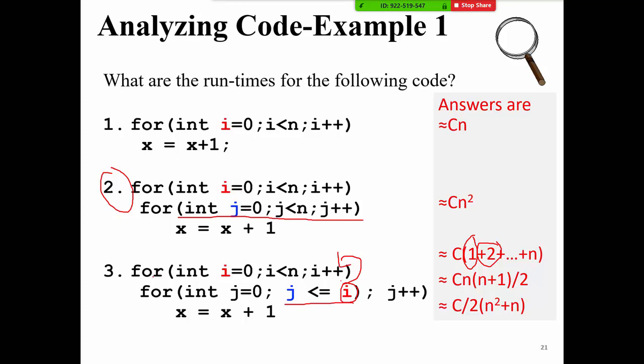But in example number 3, the upper limit of the inner for loop is controlled by the outer loop. So they are dependent on each other. And this dependency gives you this sequence of executions. When i is equal to 0, you're going to execute the inner loop only once. If i is equal to 2, it will be executed 3 times. So that's what gives you the sequence 1, 2, up to n. When i is equal to n, the inner loop will be executed n times. And this sequence, if you try to add it, will give you n squared plus n.